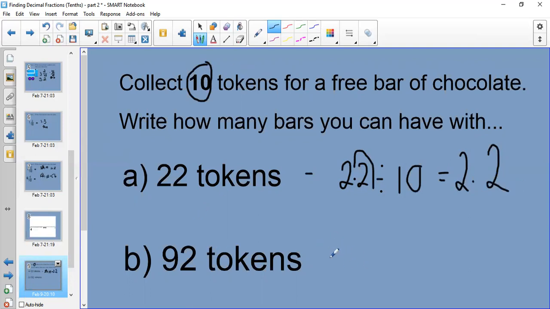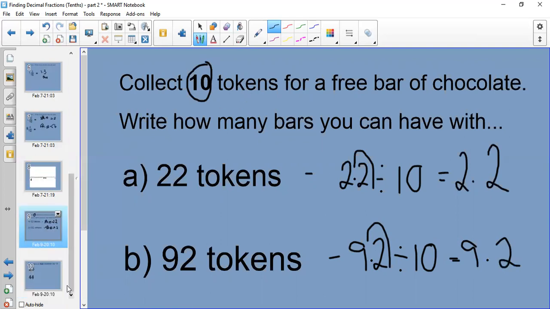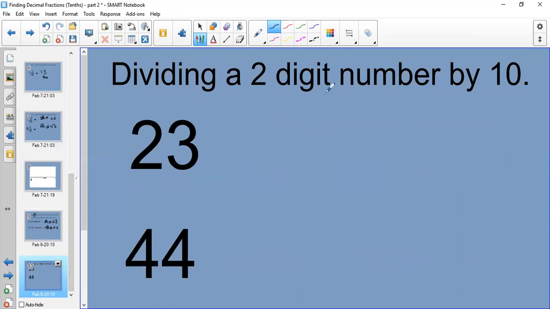What happens if you had 92 tokens? It is the exact same sum, apart from you're just using different numbers. 92 divided by 10, your decimal point needs to move back one space to become 9.2. So I can get 9.2 bars of chocolate with 10 tokens that I've collected. When you're dividing a two-digit number by 10, remember you are just moving the decimal point back one space. So 23 becomes 2.3 if you divide it by 10. 44 divided by 10, let's move our decimal point back one space, becomes 4.4.